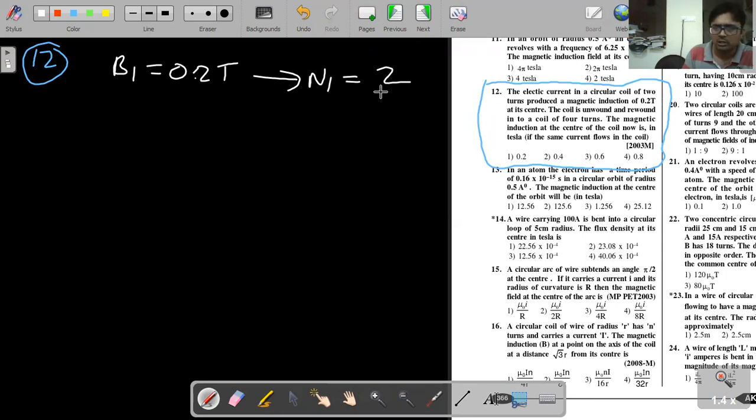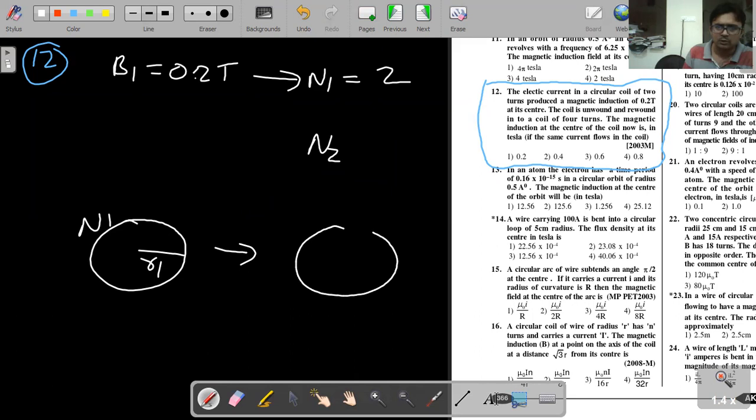So the number of turns is 2. The magnetic field induction is 0.2 at its center. The coil is unwound and rewound into a coil of 4 turns. That means the same coil, first they unwound it. Suppose initially it is like that: number of turns N1, radius R1. The same coil is completely unwound and again rewound into N2 turns.